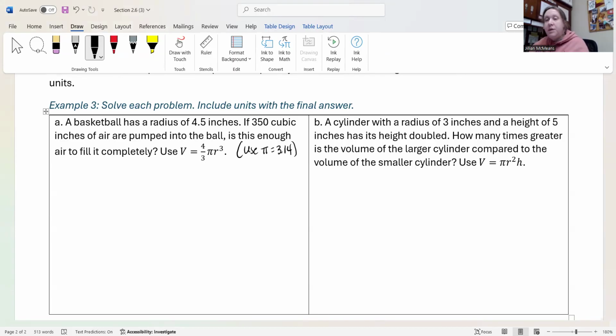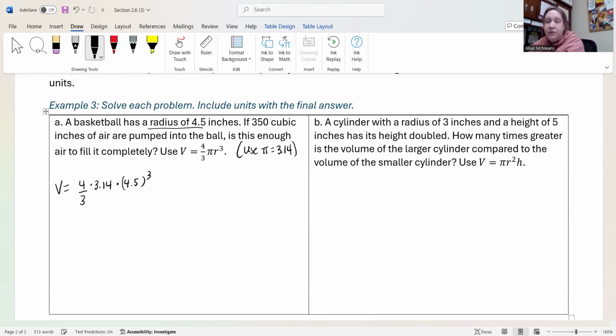So we are going to estimate this using 3.14 as our estimate for pi. Okay, so we need to figure out the volume of this basketball, and then compare that to the 350 cubic inches of air that have been put into it. We need to know, is the basketball full or not? The radius of this basketball is 4.5 inches. So the volume is 4/3 times 3.14 for pi times 4.5 cubed.